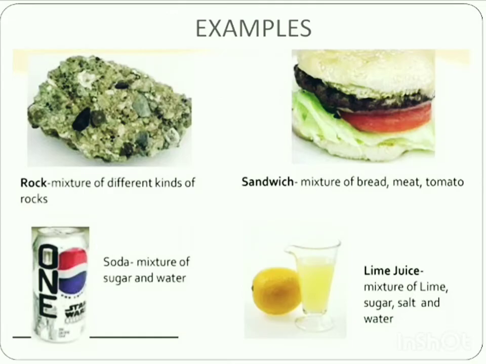Here are some more examples of mixtures. A rock, which is a mixture of different kinds of stones, is also a good example of a mixture. A sandwich is a mixture of bread, tomato, and meat. A cold drink is a mixture of sugar and water. Lime juice is a mixture of lime, sugar and salt.